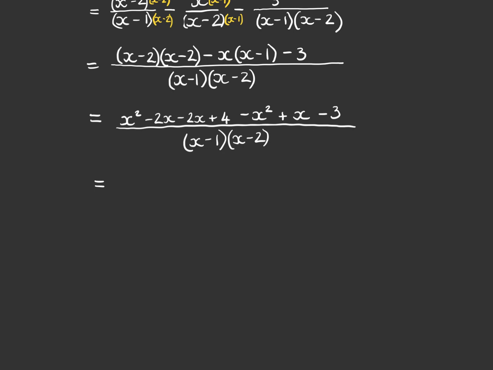We just need to add the like terms. So highlighters, once again, highlighters are amazing. x squared minus x squared gives us 0, so that's okay. Then we've got minus 2x, that's minus 4x, and plus x, that's going to give us minus 3x. I'll put that up there. And then our next common terms are going to be our constants, and we've got 4 minus 3, so that's going to be plus 1. And that is all over x minus 1 and x minus 2.